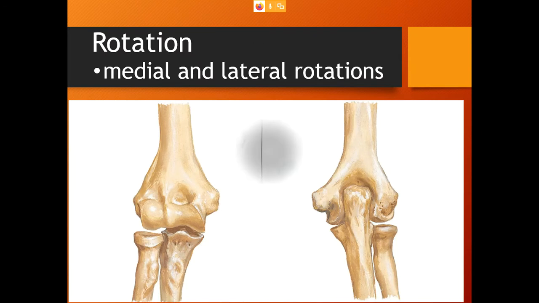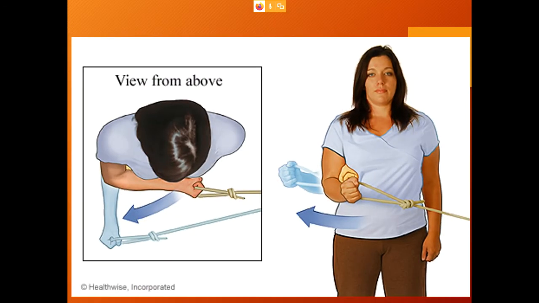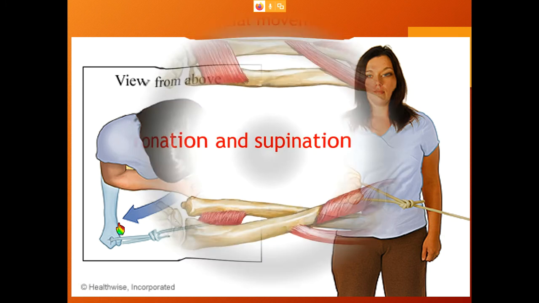Then coming to rotation. Rotation is medial rotation and lateral rotation. Let me show you this. This woman is moving her upper limb from the elbow joint towards the midline. That is called medial rotation. If she moves away from the midline, that is called lateral rotation. Moving towards the midline, medial rotation. Moving outside the midline, lateral rotation.